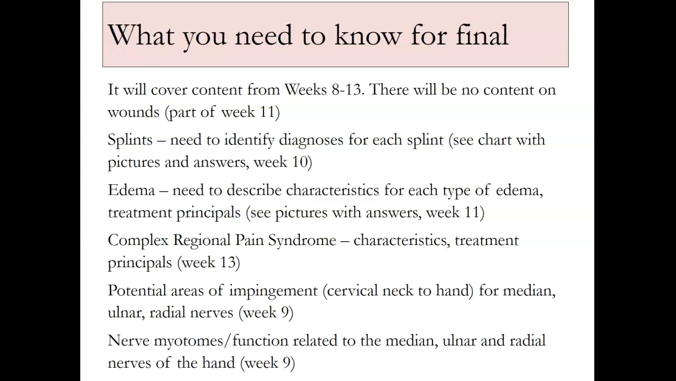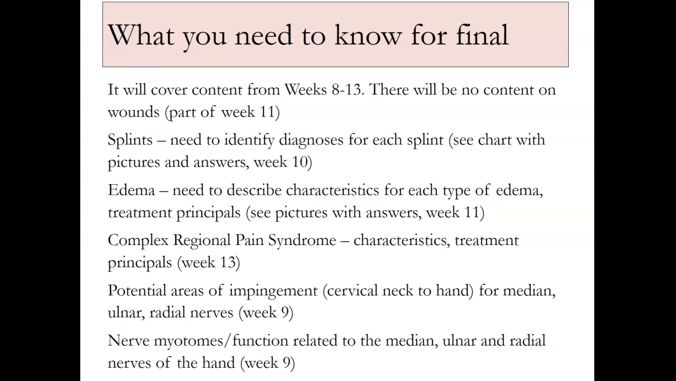Potential areas of nerve impingement. This is from the neck down to the hand. Remember we had that photograph of the woman with the outstretched arm, and we did the median and the radial, median and the ulnar nerve pathways. This is all that week 9 stuff. You need to know that for the median and the ulnar and the radial, especially the median and the ulnar. Where is it potentially impinged? Coming all the way down from the neck, into the collarbone, the shoulder, the elbow, forearm, and wrist areas.